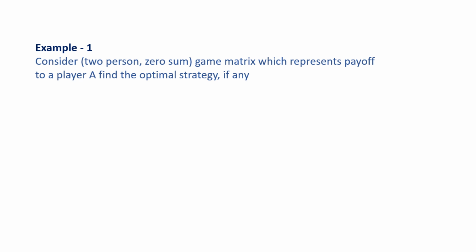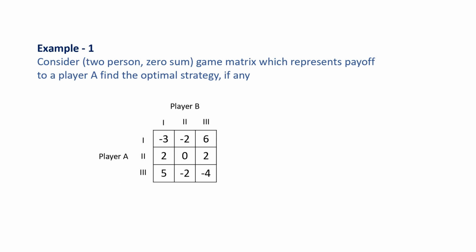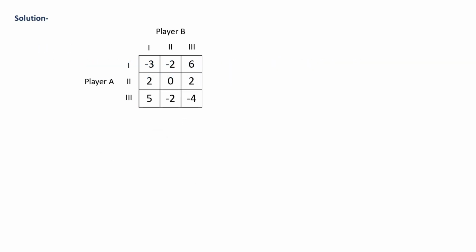Let's move on to our example 1. Consider two-person zero-sum game matrix which represents payoff to player A. Find the optimal strategy if any. Here is the matrix for the given problem. First, we need to find the row minimum and the column maximum of the matrix.